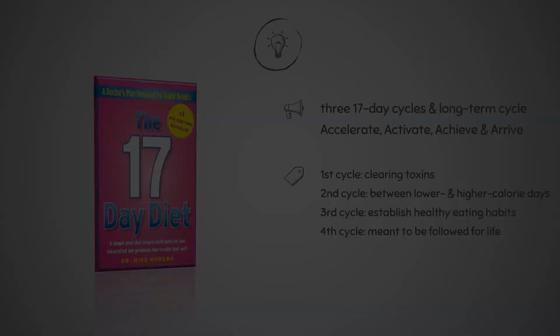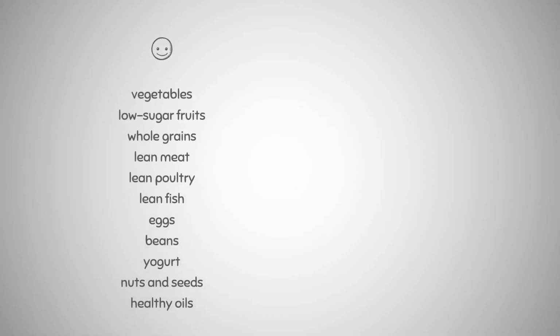Vegetables, low-sugar fruits, whole grains, lean meat, lean poultry, lean fish, eggs, beans, yogurt, nuts and seeds, and healthy oils are the ideal items to include in this diet. Consuming Greek-style yogurts and kefir has been promoted as a way to improve digestion and aid in weight loss.